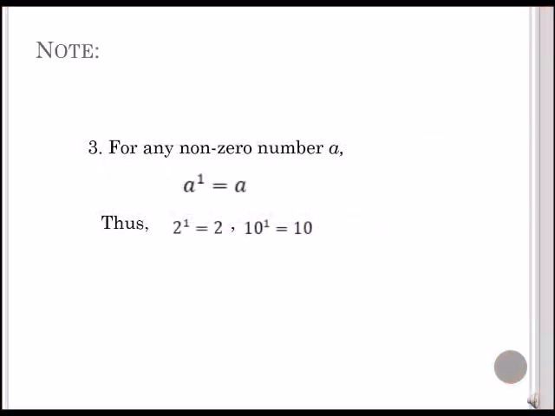Third point, for any non-zero number a, a raised to the power 1 is equal to a. Base can be any number other than 0. If the exponent is 1, the value is the number itself. Thus, 2 raised to the power 1 is equal to 2. 10 raised to the power 1 is equal to 10.